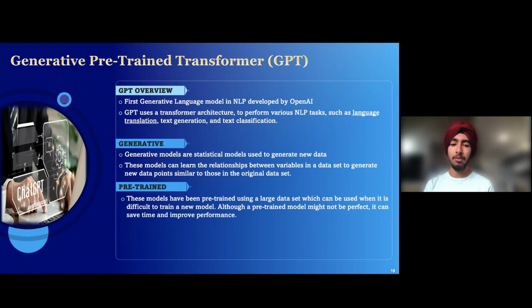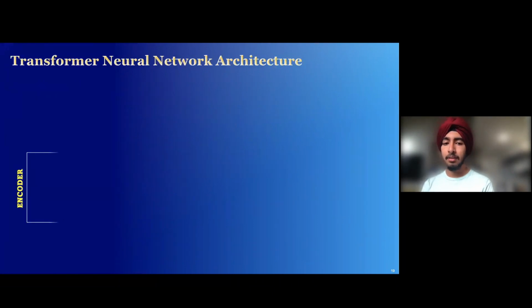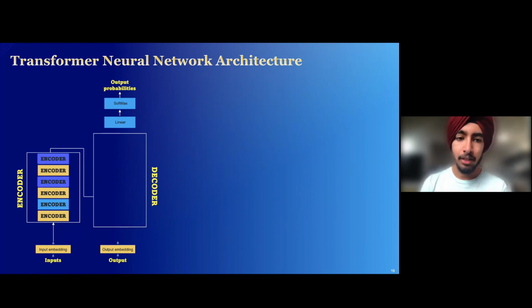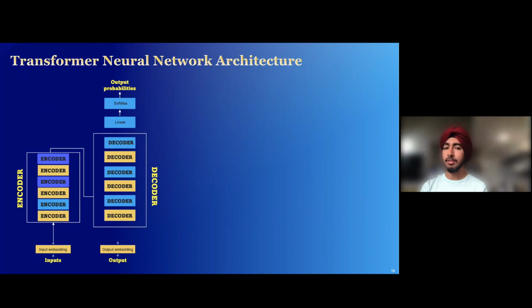Pre-trained means it's been pre-trained with a large data set, and a transformer is a sort of model in artificial intelligence that's really capable and really powerful for handling data like text, or data that has a sequence to it. So this slide is pretty complicated. I'm not going to go too far into the details of the slide, but in general, this is just the transformer side of things.